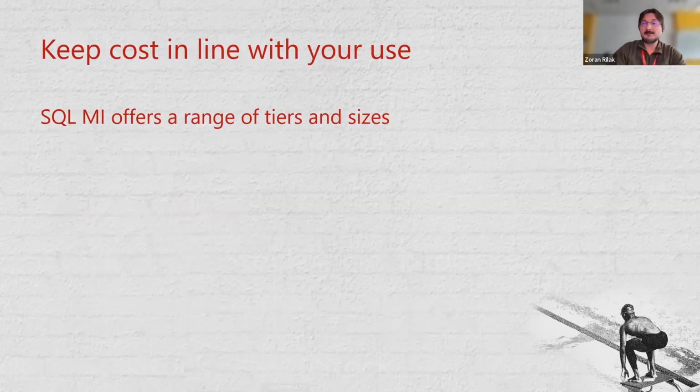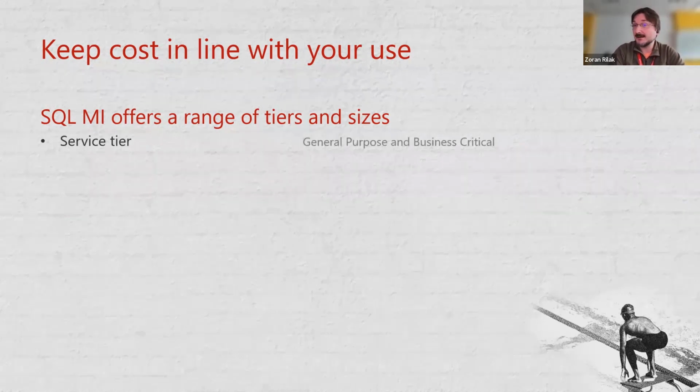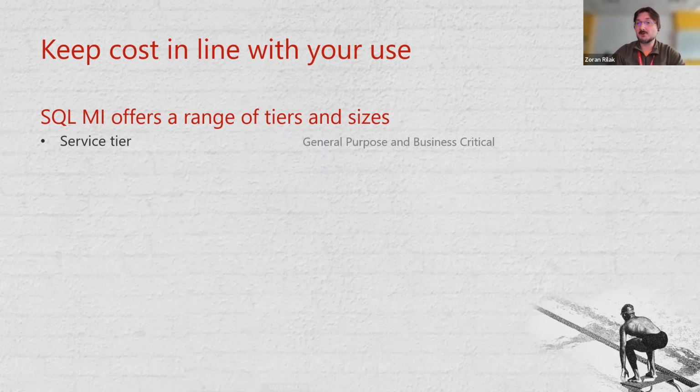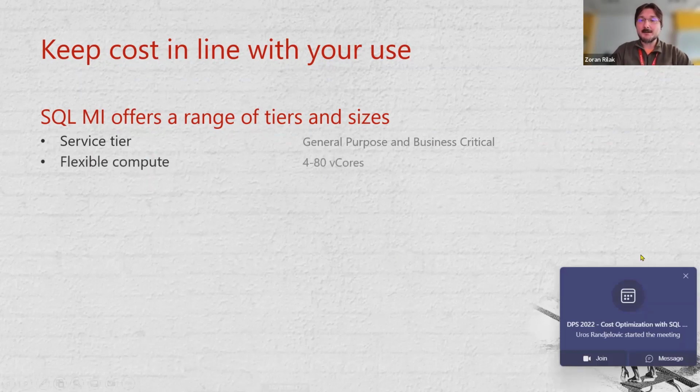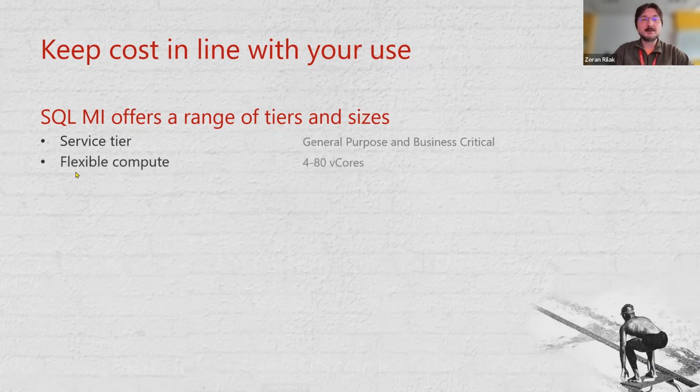There are a couple of things we just mentioned. Is that SQL managed instance offers a range of tiers and sizes. I mentioned 2 tiers: general purpose and business critical. So you can choose between the two. General purpose is typically your tier 3 and tier 2 workloads, and business critical is very much more performant, and it offers some added benefits. But as you will see, it's more expensive. It does offer you the ability to choose the compute size from 4 to 80 vCores associated with a single managed instance.